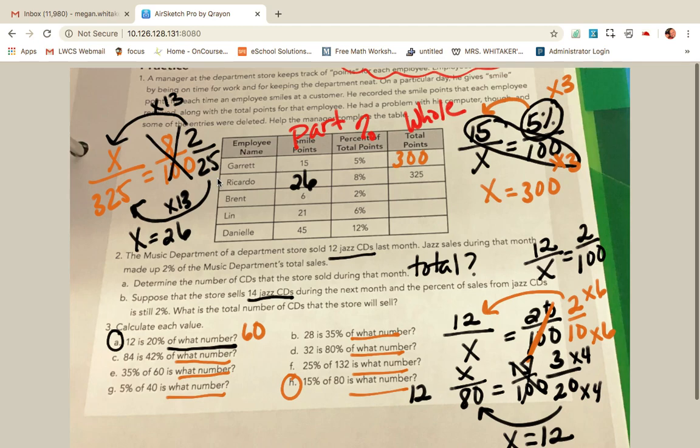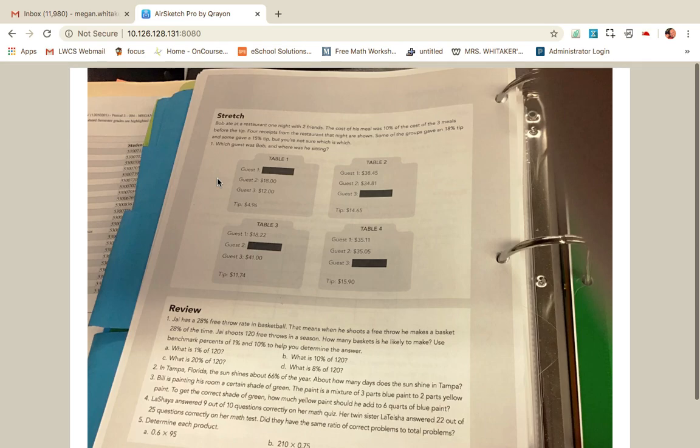So you have to be very careful. It looks to me like if the percent is in front, like E, G, F, and H, then you are given the total and you have to find the part. So you're going to be putting that number on the bottom instead of on the top, like we did for A, right here. Okay, go to the back. On the back, you don't have to do the stretch.